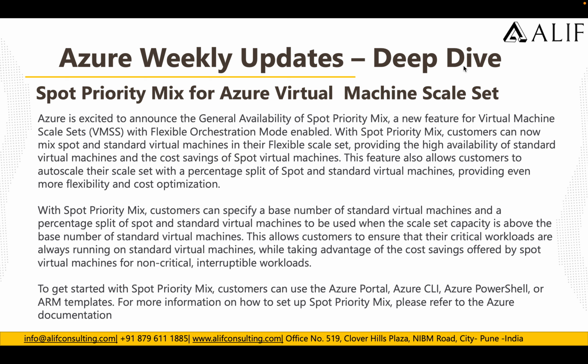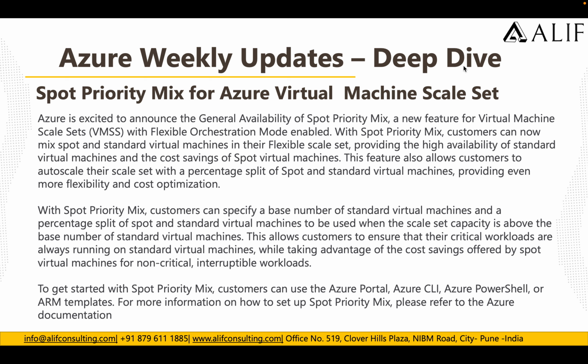This feature allows customers to autoscale their scale set with a percentage split of spot and standard virtual machines, providing even more flexibility and cost optimization. With spot priority mix, customers can specify a base number of standard virtual machines and a percentage split of spot and standard virtual machines to be used when the scale set capacity is above the base number of standard virtual machines. This allows you to ensure that your critical workloads are always running on standard virtual machines while taking advantage of the cost saving options of spot virtual machines for non-critical and interruptible workloads, right?